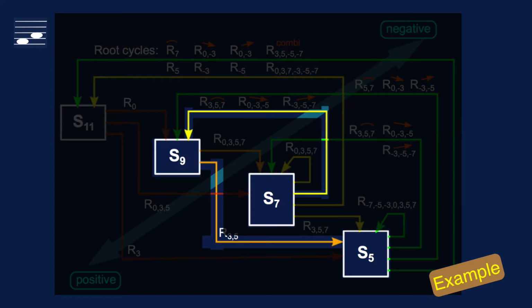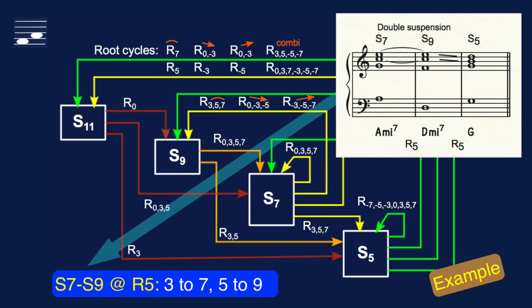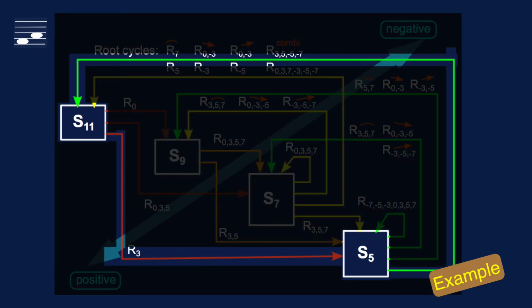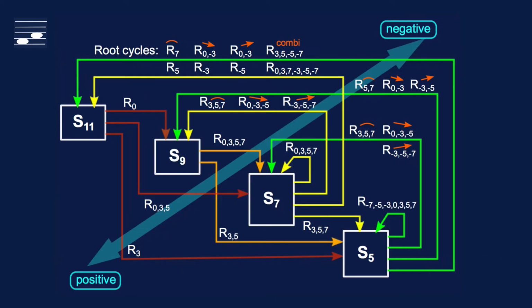And here's the double suspension when preparing the double dissonance in S9. And finally, the triple suspension preparation of S11. The previous examples involved positive root cycles and smooth voice leading, yielding a strong cadential feeling.